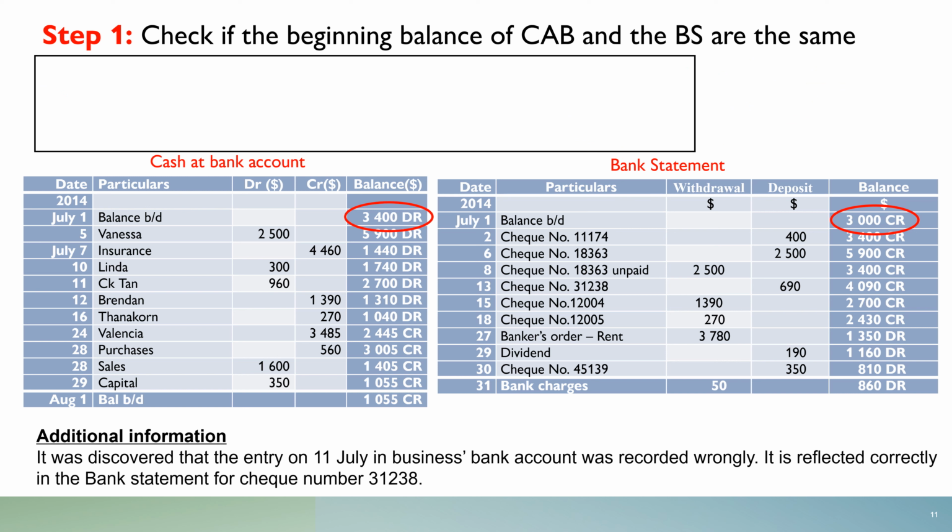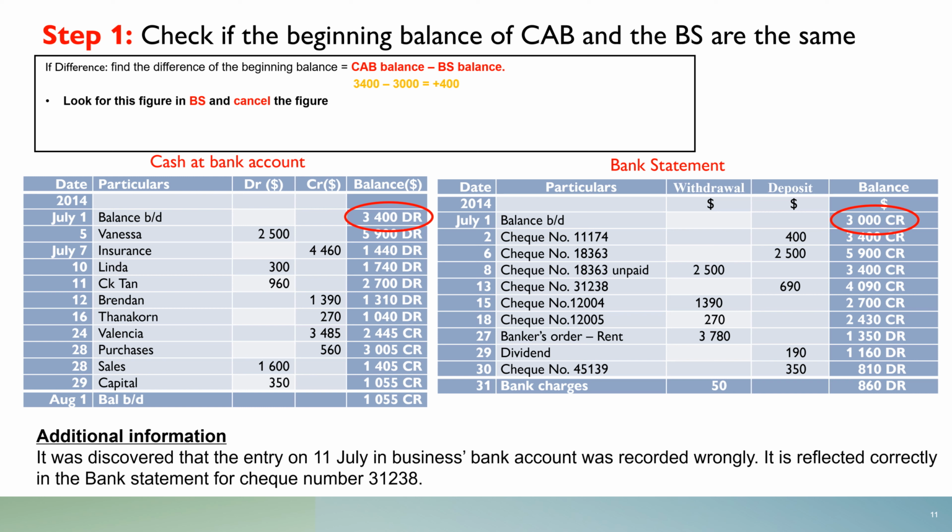Okay, what shall we do knowing that the beginning balance of the cash at bank account and the bank statements are not the same? We need to find the difference in their balances, taking the cash at bank balance minus the bank statement balance. So in this case, it's 3,400 minus 3,000. You get a positive 400. What shall we do next?